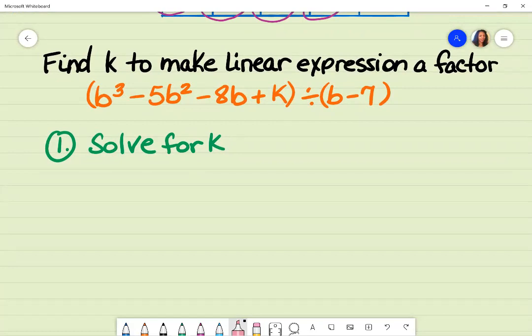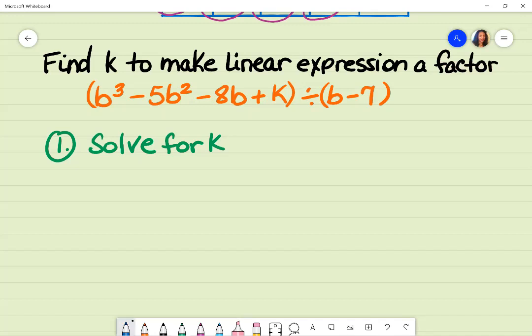All right, so this time we're asked to find k. So k could be anywhere. In this case, it's your constant. So we're trying to find it to make the linear expression a factor. Remember, I told you in class, if it's a factor, you will not have a remainder. The remainder will be 0. So we're going to do this two ways.